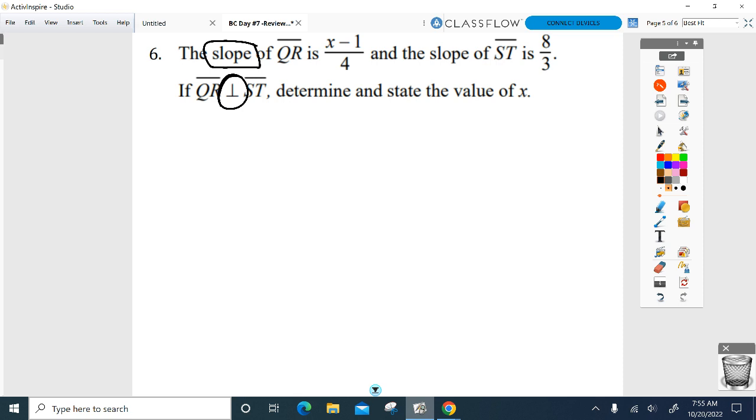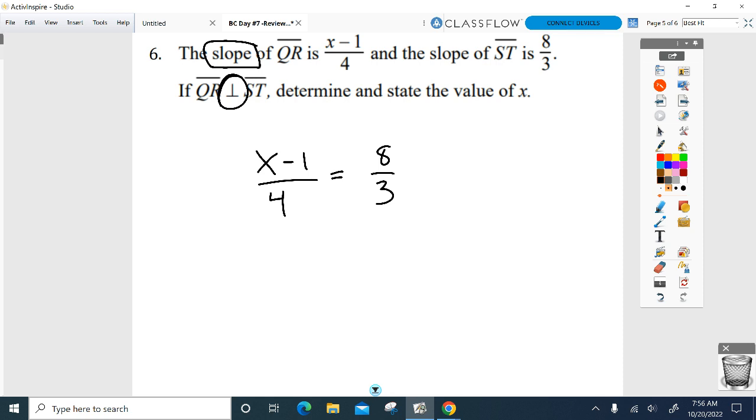So watch. One slope, QR, is negative 1 over 4. The other slope, ST, is 8/3. But is this a correct statement, setting them equal to each other? Absolutely not. It would be if I change this perpendicular sign to what sign? Parallel. They would be equal to each other. So Spence said negative reciprocal. You've got to take one of these fractions and perform the negative reciprocal on it. I think I'm going to do that on the 8/3.